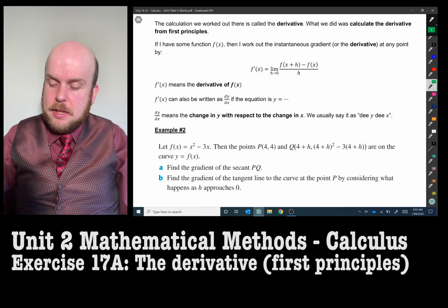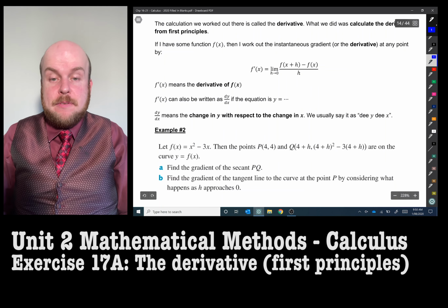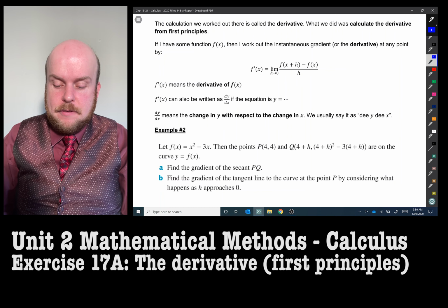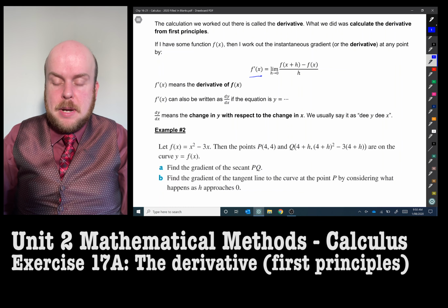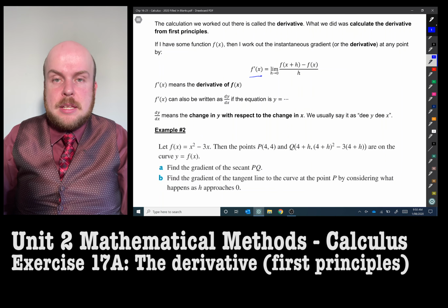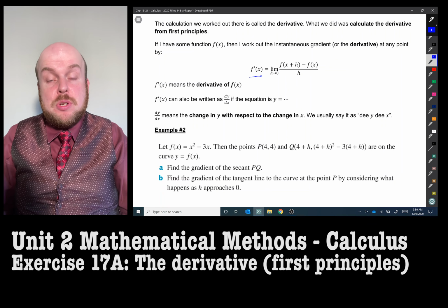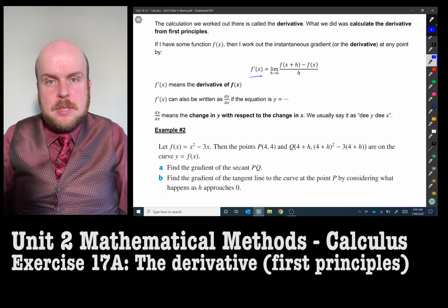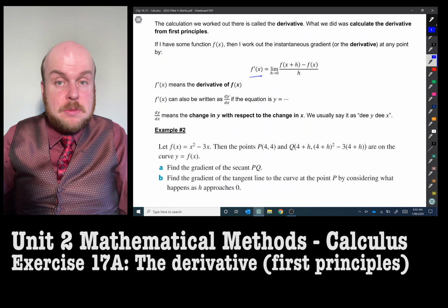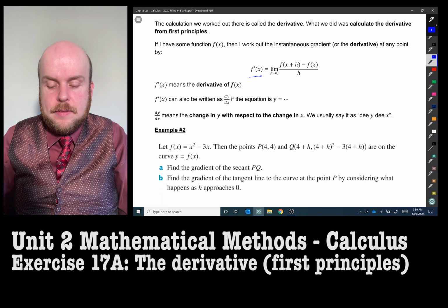The derivative formula, which if we use f of x notation, is f apostrophe x, f'(x), equals the limit as h approaches 0 of f(x plus h). All that means is I've just substituted x plus h into the equation, minus the original equation, just with all the x's in there, all over h.